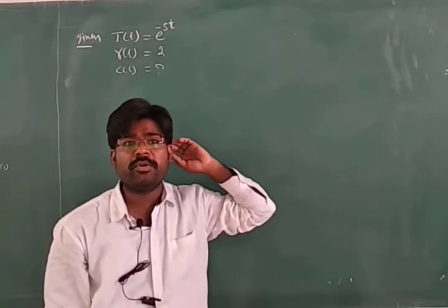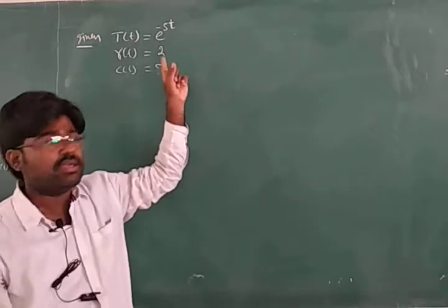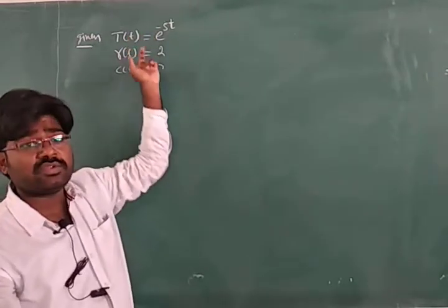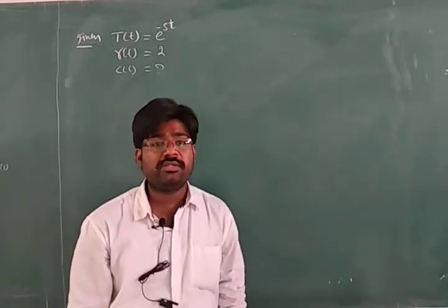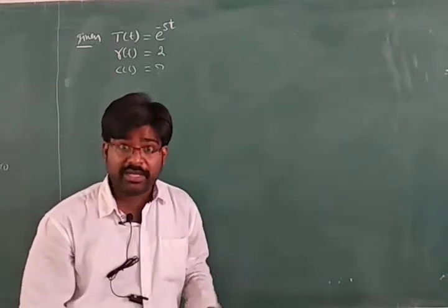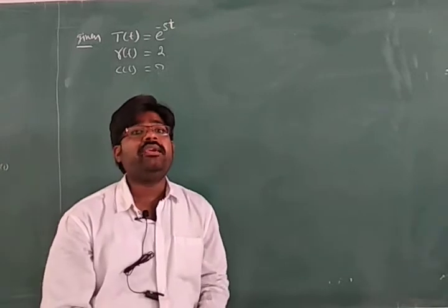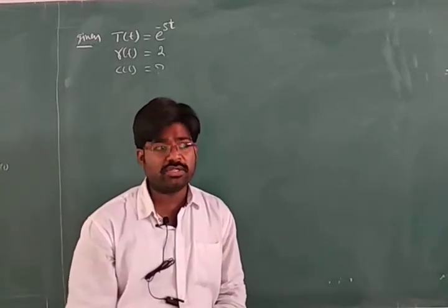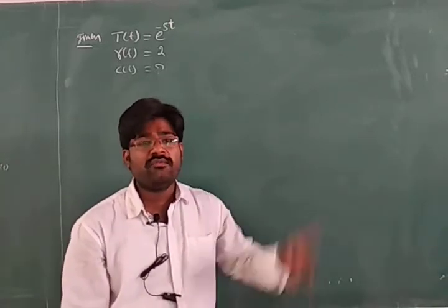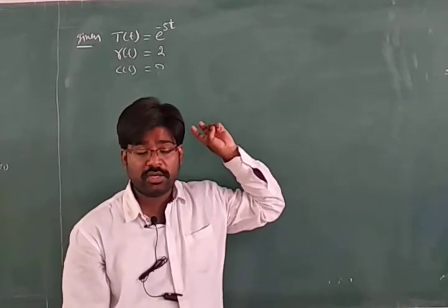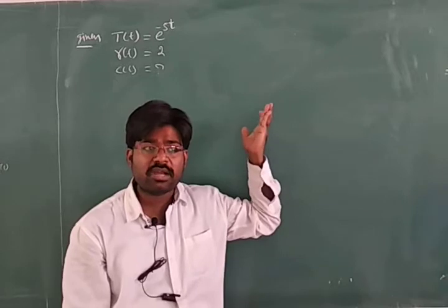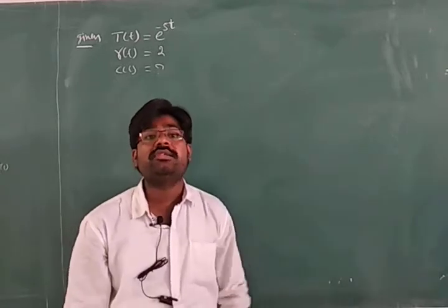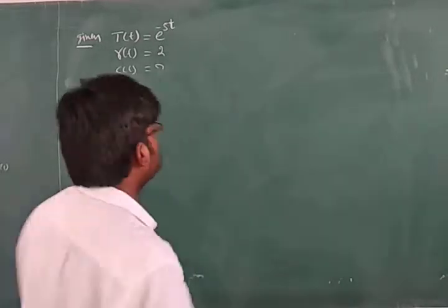If it was in the frequency domain, if it was t of s and r of s, using the transfer function formula, output by input, we would have calculated c of s very easily. But in the time domain we don't have any formula like transfer function. So for that, first we need to find the transfer function values, then if we take the inverse transformation we will get c of t. So let us see how to solve the problem.